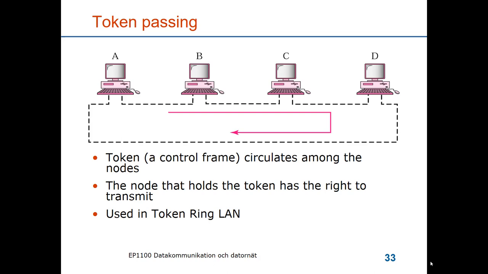This was implemented and standardized in a local area network called a token ring. Polling is another method of negotiating access to a shared medium. It means that there is a central node which polls the other nodes to ask if they have anything that they would like to send.